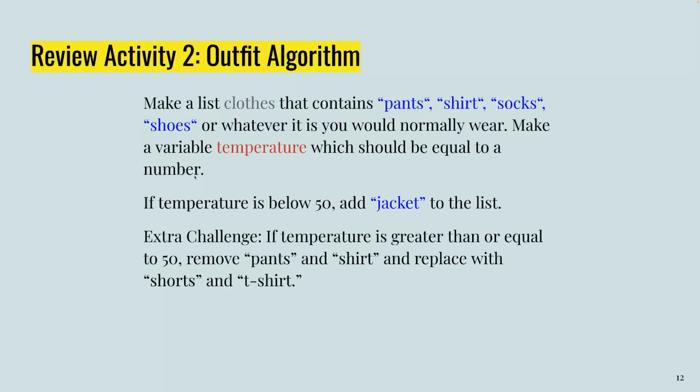If the temperature is below 50, we are going to add jacket to the list. And if the temperature is greater than or equal to 50, we're going to remove pants and shirt from the list and replace them with shorts and a t-shirt. Feel free to pause this video and take some time to implement this algorithm on your own.